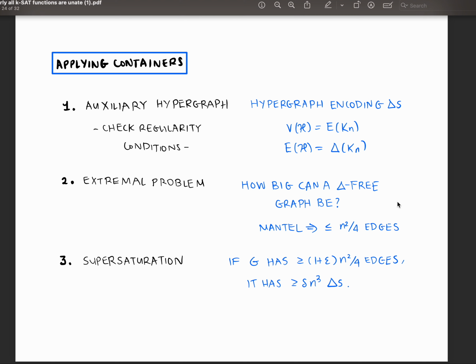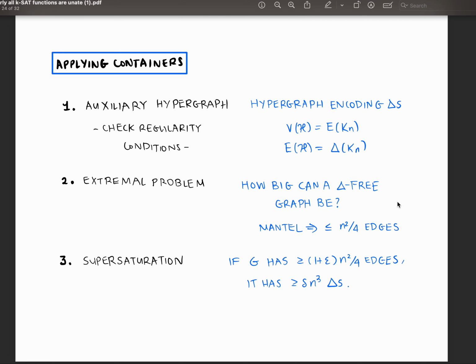So we've constructed this auxiliary hypergraph. We've checked that it's not too irregular. In fact, for the hypergraph encoding triangles, it's very regular. The second step is we need the answer to an extremal question, which is how big can a triangle-free graph be? We have Mantel's theorem in this case, which tells us that there are at most n squared over 4 edges. And the third ingredient is that we want a supersaturation result, if we want to have a strong container theorem. And that result says that if a graph has slightly more than n squared over 4 edges, so it's required to have at least one triangle, not only does it have one triangle, but it has a cubic number of triangles. So it gets lots of triangles as soon as we're a little bit over the extremal bound.